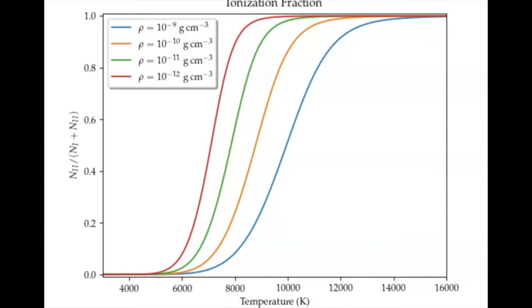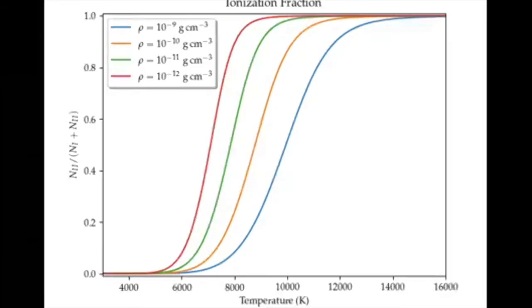Now the solution to this equation for a set of densities is shown here using the ionization potential of hydrogen, which is 13.6 electron volts. You see here, it depends on the density. These are the curves for 10 to the minus 9, 10 to the minus 10, 10 to the minus 11, and 10 to the minus 12 grams per cubic centimeter. You start to see here that for densities of about the sun, which is 10 to the minus 9, you have at 10,000 Kelvin about half of the atoms being ionized, as we saw before.